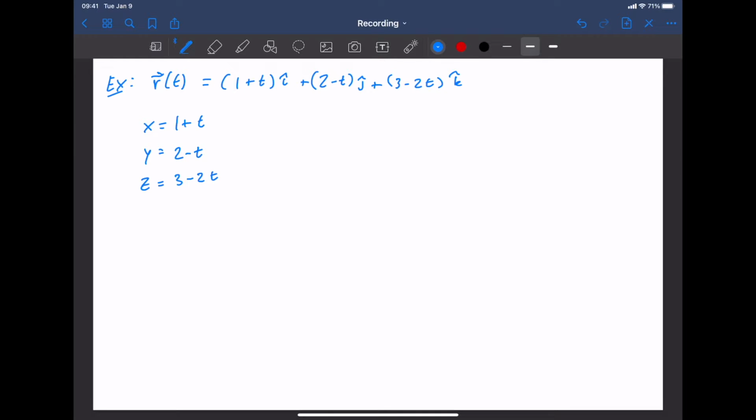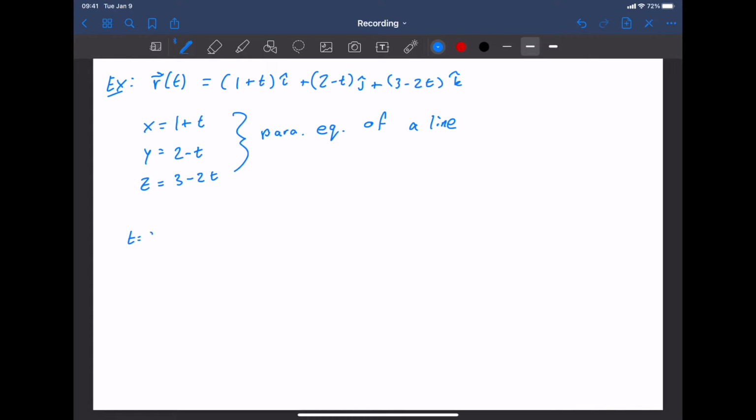One thing to notice is that the domain of all 3 of these functions would be all reals. So the domain of R is all reals also. And these should look familiar because these are the parametric equations of a line, right? We have three variables, all linear in t. That's parametric equations of a line. So it's going to be a line in 3D space. You need to learn to recognize that.